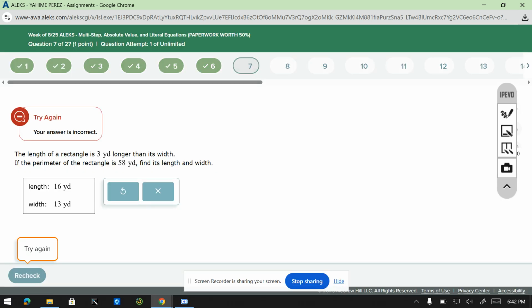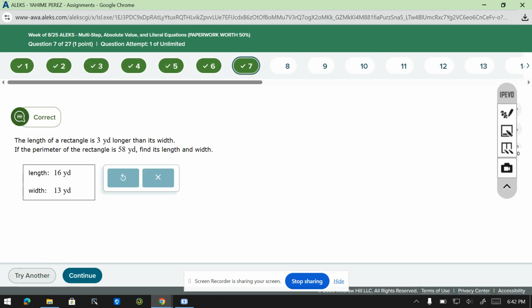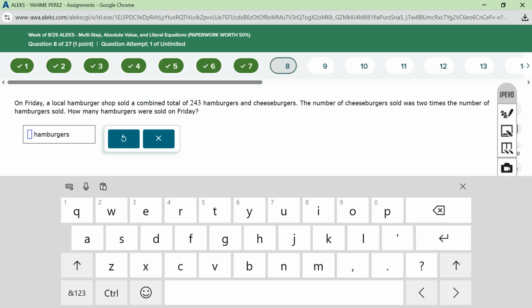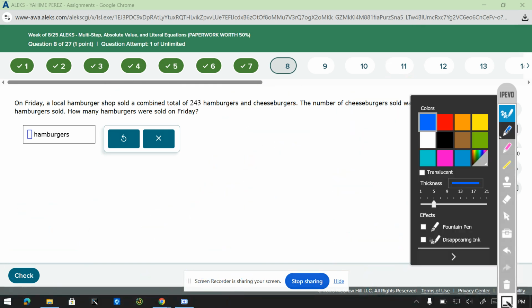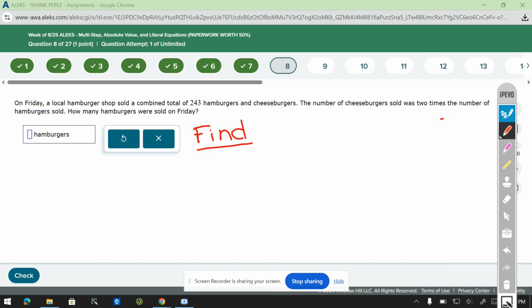All right. Going on to number 8. Last word problem here, I think. We went over this in class, but let's go ahead and just break this one down. So let's figure out what we're trying to find first, okay? So we've got on Friday, a local hamburger shop sold a combined total of 243 hamburgers and cheeseburgers. The number of cheeseburgers sold was 2 times the number of hamburgers sold. How many hamburgers were sold on Friday? Okay, so we're trying to find hamburgers.